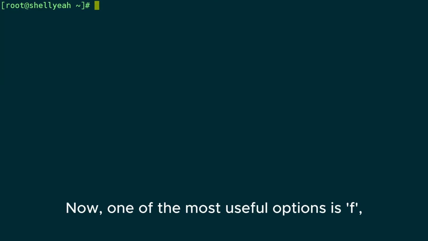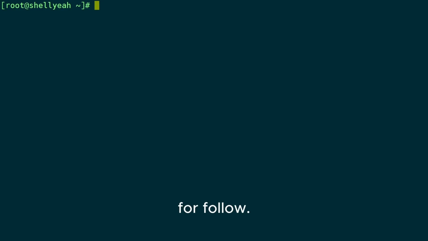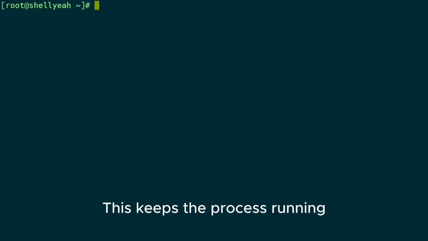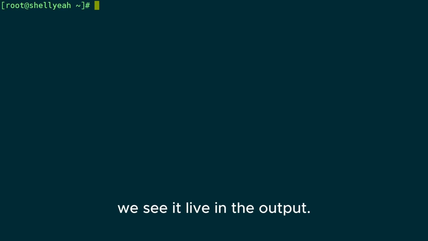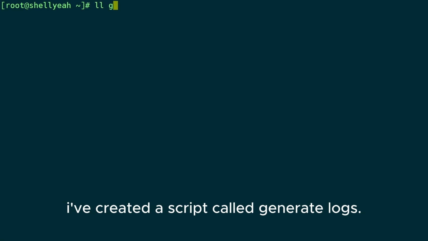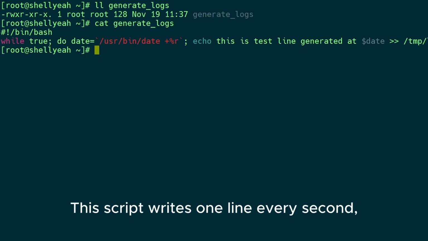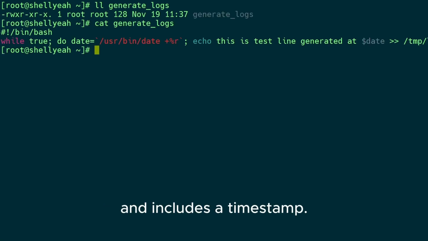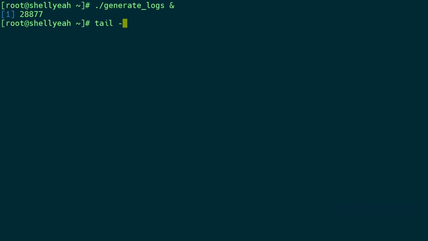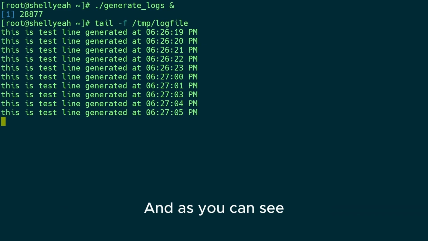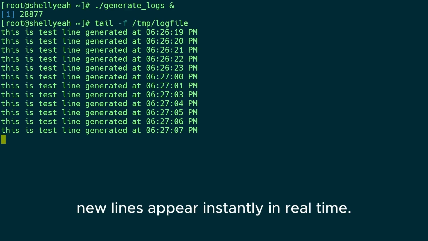Now, one of the most useful options is -f for follow. This keeps the process running, and every time a new line is added, we see it live in the output. To demonstrate this, I've created a script called generate logs. This script writes 1 line every second and includes a timestamp. We'll run the script in the background using the ampersand so we can tail the log file at the same time. And as you can see, new lines appear instantly in real time.